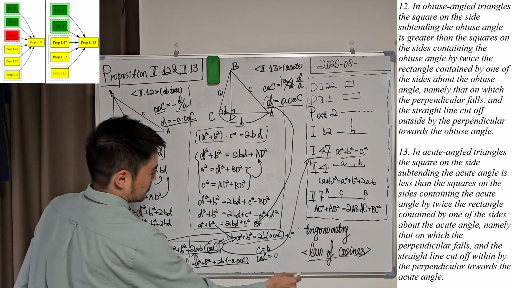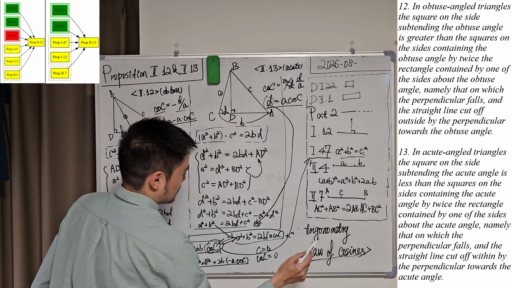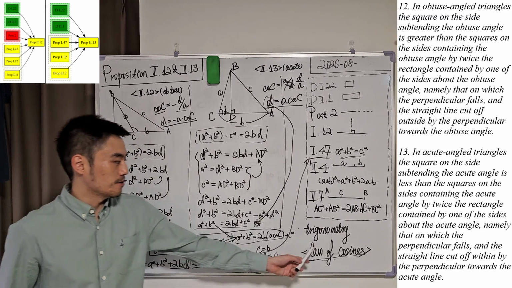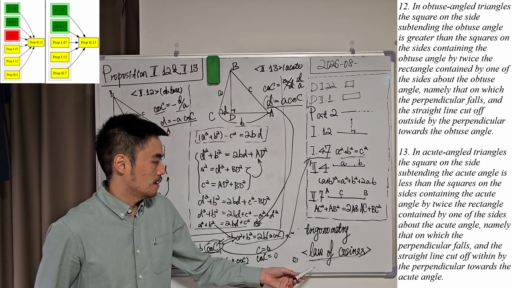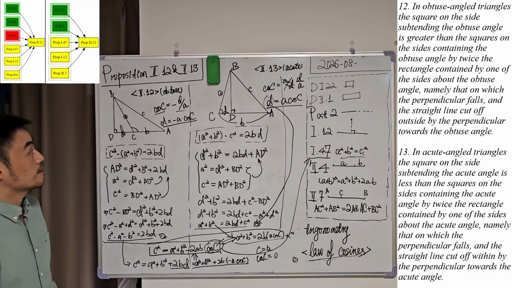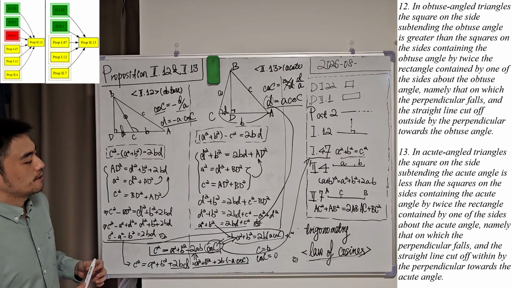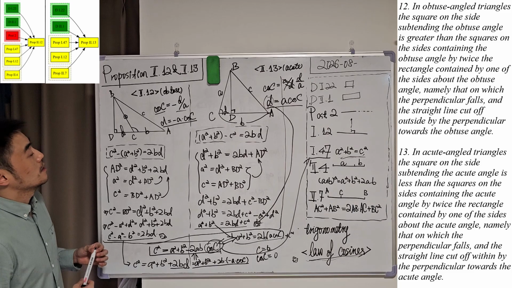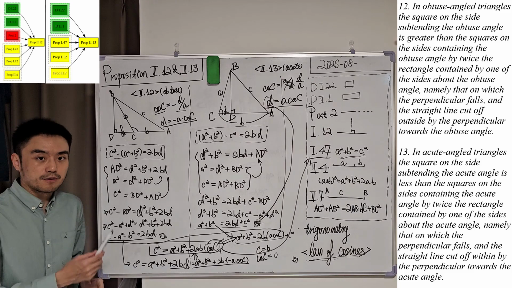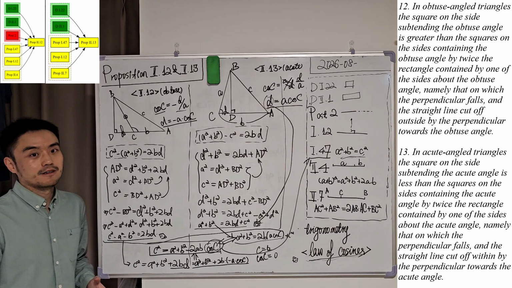Okay, so that's a brief introduction about law of cosines in trigonometry, and that's it. And in the next video we are going to discuss proposition 14 from book 2, which is the last one from book 2.